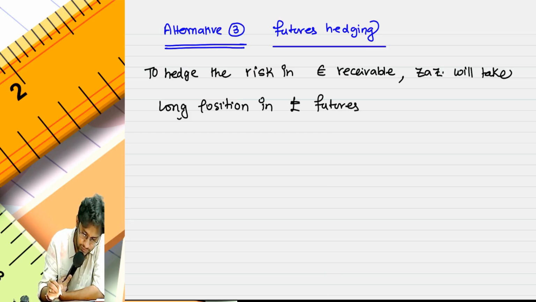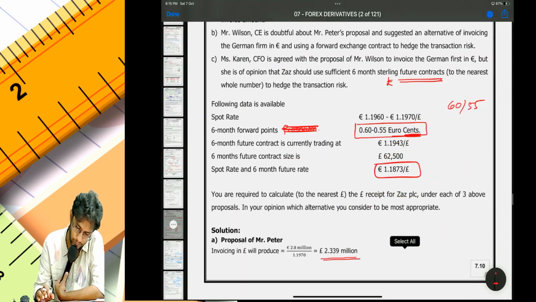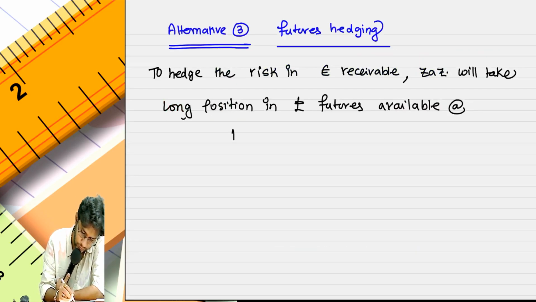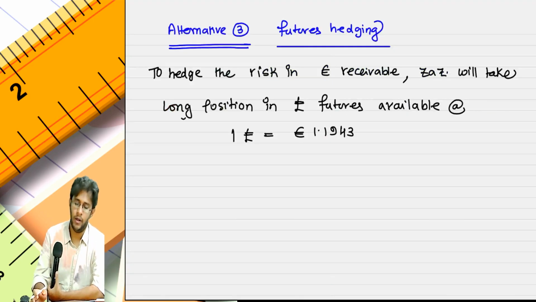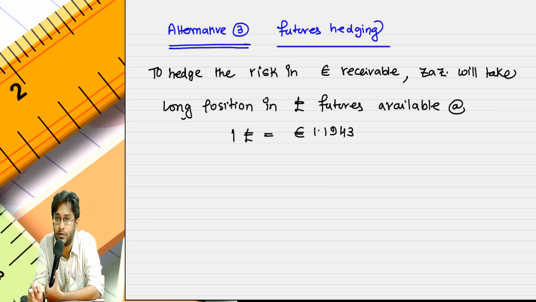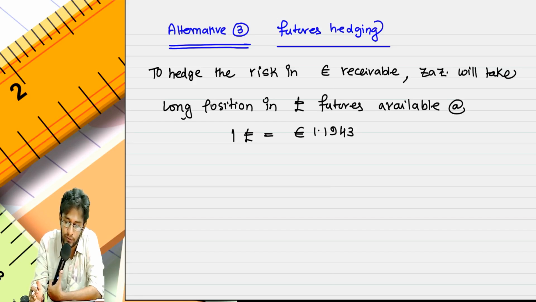In pound futures available at the rate of £1 is equal to euro 1.1943. Okay, 1 point, that much. Next question. Did the question give you lot size? Check. Lot size is there, so definitely you have to work out the number of contracts. Now how many contracts should you take if you have to hedge 28 lakh euros?